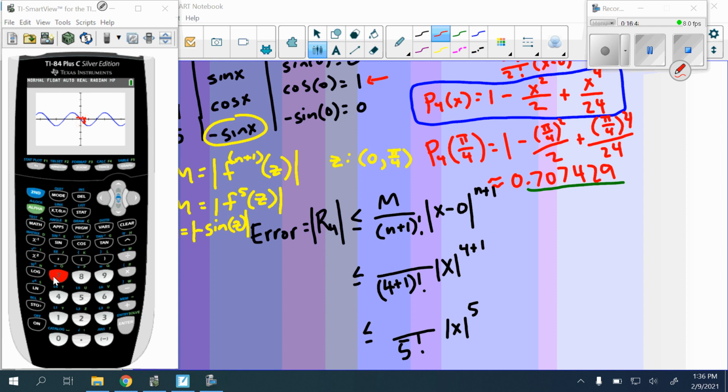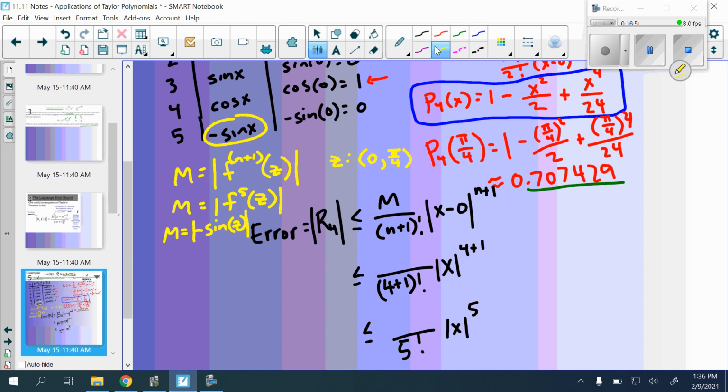So our M value for this one is going to be the absolute value of negative sine x at pi over 4. And just like cosine of pi over 4 is square root 2 over 2, this should also come out to be square root 2 over 2. So it'll come out to be negative square root 2 over 2, which, since we're doing the absolute value, is going to come out to be square root 2 over 2. So that's the M value that we want to use here.